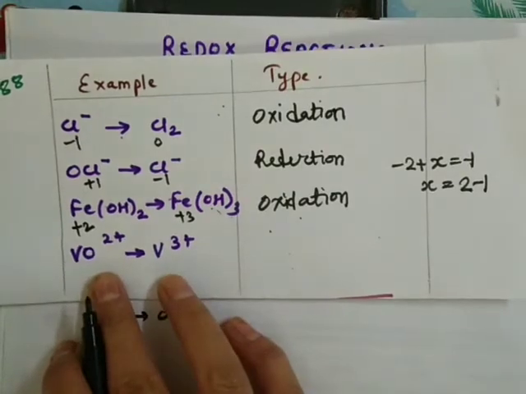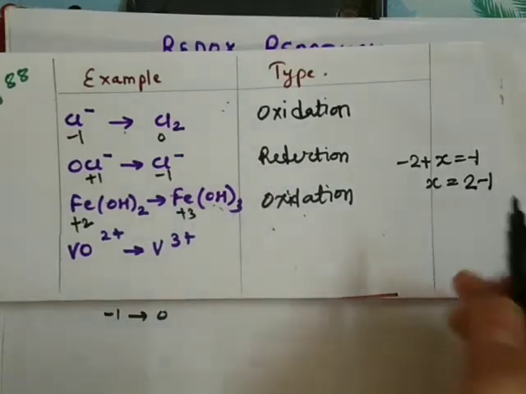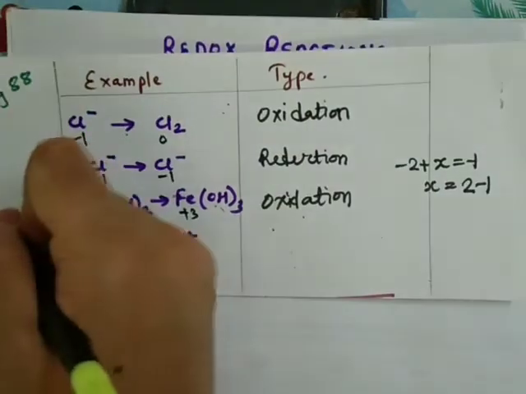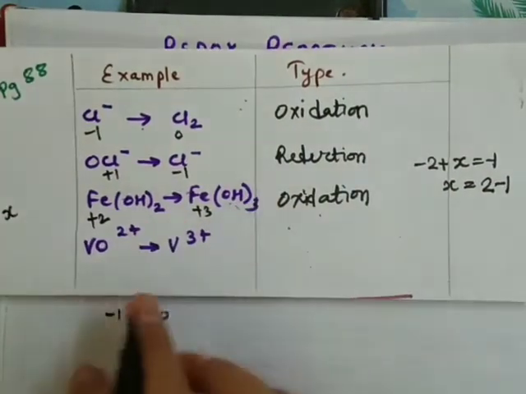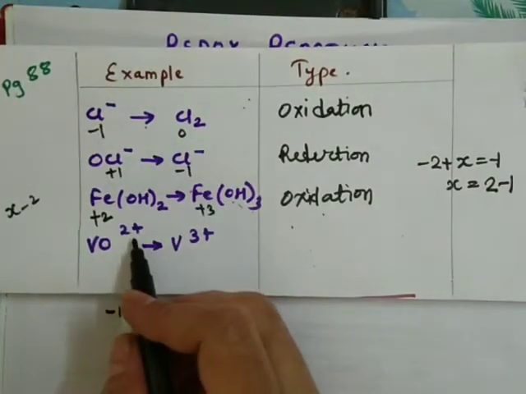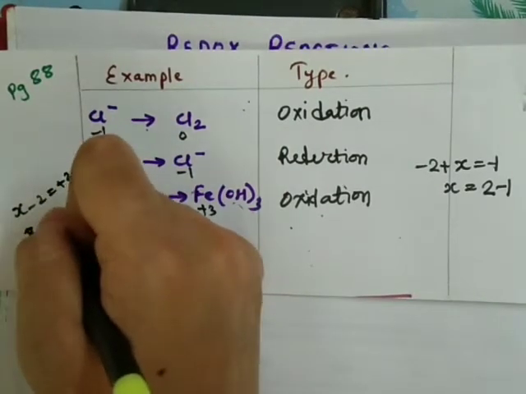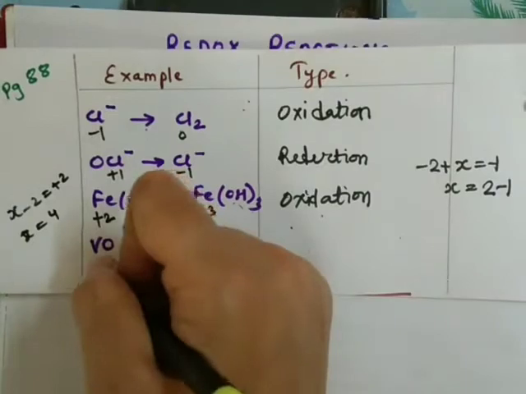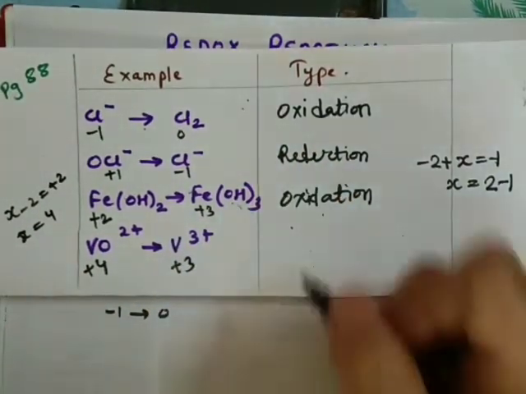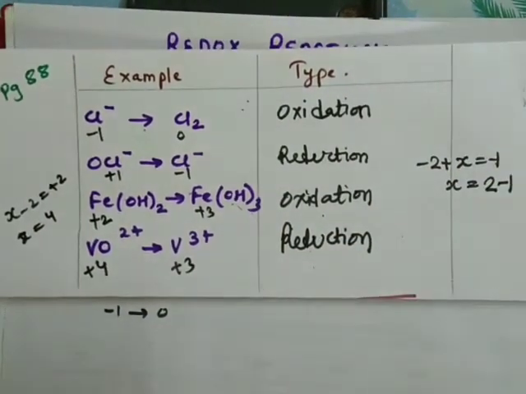Then if you see the last one, vanadium oxides are given. V if you find out here, how I will do? Vanadium का oxidation state we don't know, so let us take that as X. Okay, vanadium I am taking as X, oxygen -2 and the net charge on this ion is given +2, right? So X will be what? +4. So vanadium is +4 on left side and it is given that it is +3 on right side. So this is again decrease in oxidation number. So the reduction reaction is the type of this reaction.